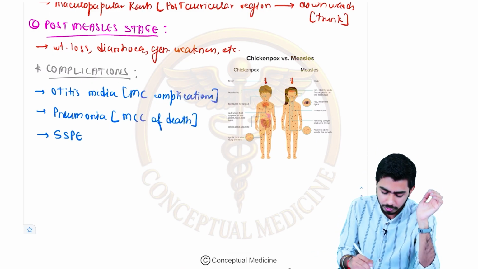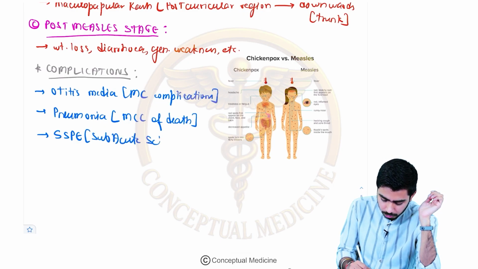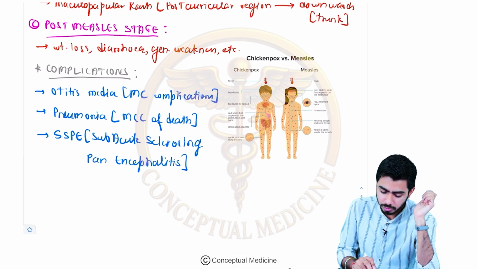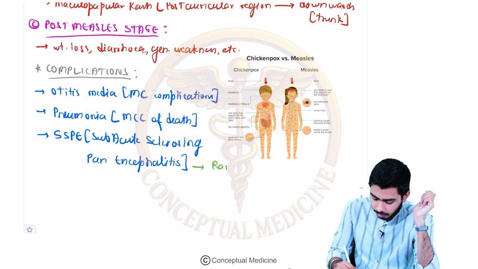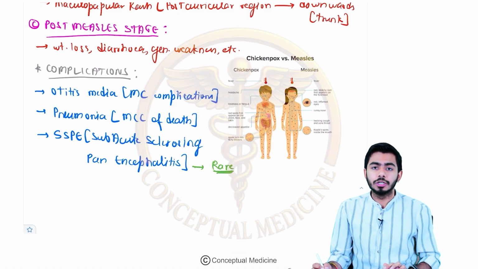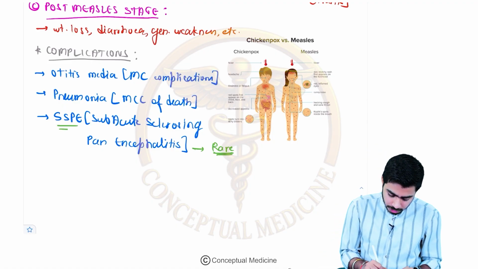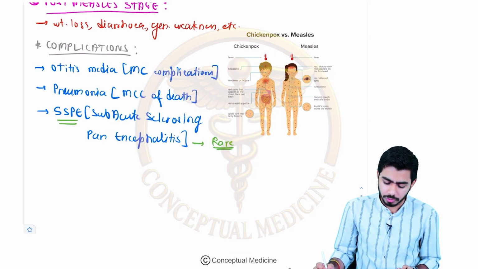In some rare cases you might see subacute sclerosing panencephalitis. However, it is rare, but examiners love this, so that's why I'm mentioning it here. So SSPE is rare but can be asked very frequently. It has been asked multiple times, so it's worth mentioning. It is a rare complication, but it's very important to know for exam purposes, right?